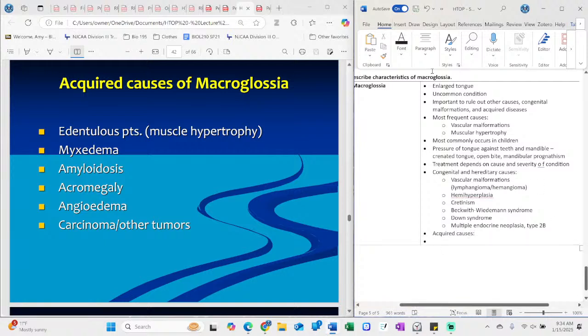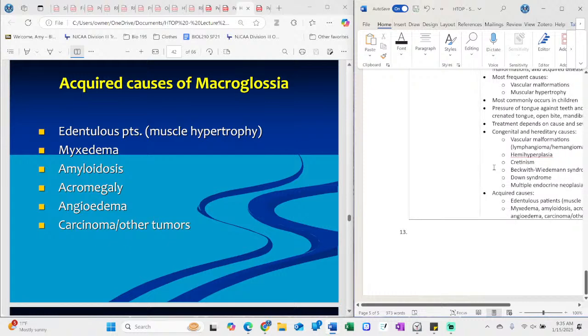Now, these are the acquired causes of macroglossia. In edentulous patients, muscle hypertrophy can cause enlargement of the tongue. Myxedema is the same thing, hypothyroidism in adults. Deposition of glycosaminoglycans in the soft tissues can increase the size. Amyloidosis, so if there is localized deposition of amyloid material, or because a patient has multiple myeloma, they can have amyloid deposits in different parts of the body that can increase the size of the tongue.